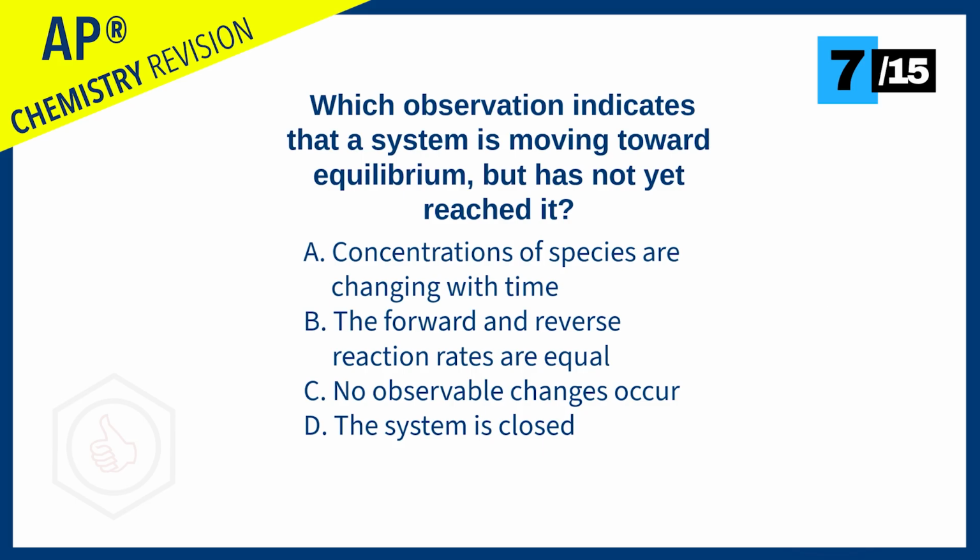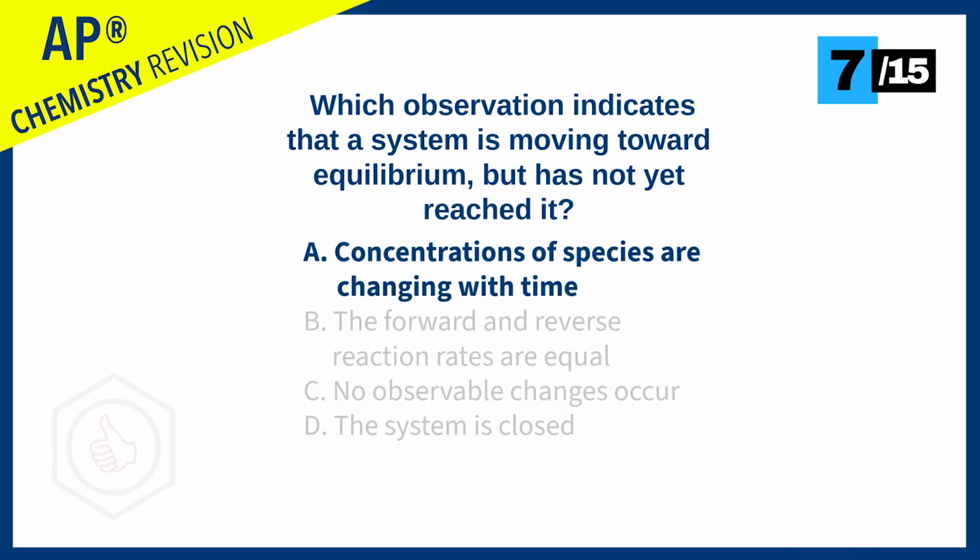The answer is concentrations of species are changing with time, because if a system is at equilibrium, then the concentrations of all species remain constant. So if the concentration of species are changing, that means the system can't be at equilibrium.